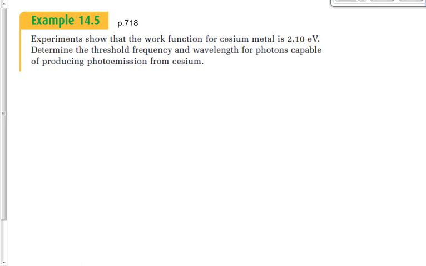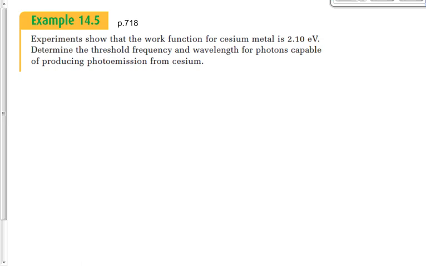718, 14.5 says, experiments show that the work function for cesium is 2.1 electron volts. Of course, every metal has a different work function. If we're building some kind of solar cell, we might want to know what the work function is. You don't want to design something that has a work function that's in the range of X-rays, because that's not going to be a very effective photoelectric producer.